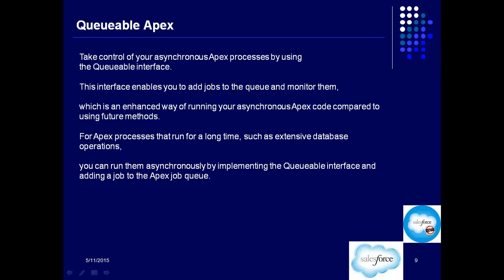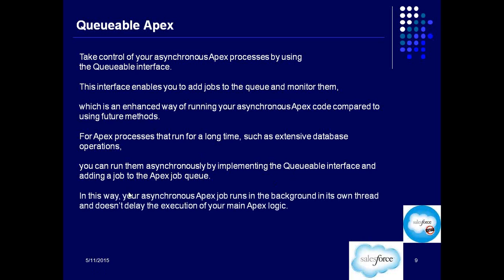So if there is a long running process, not just one method, then you can implement the Queueable interface on the class. In this way, your asynchronous Apex job runs in the background in its own thread. A job is not one method, it is the entire class being executed. So this entire job runs in the background in its own thread and doesn't delay the execution of your main Apex logic. It runs in the background whenever the resources become available.